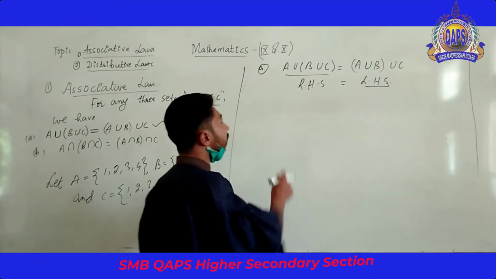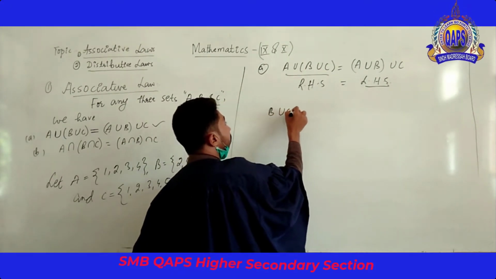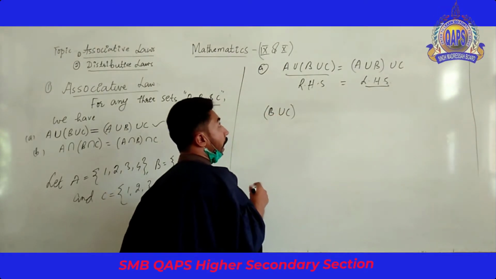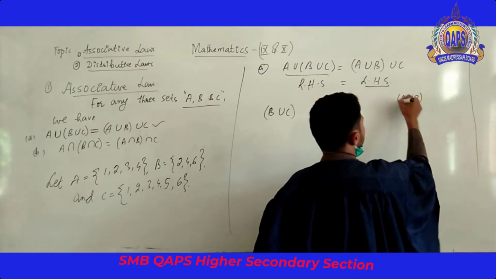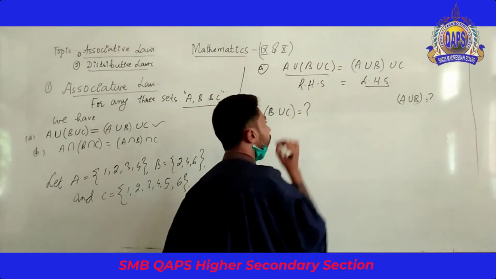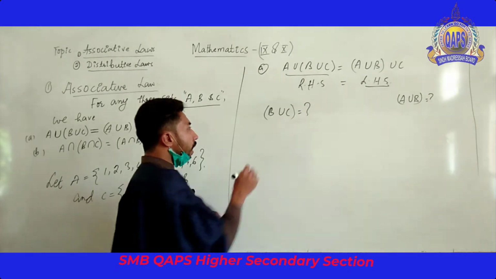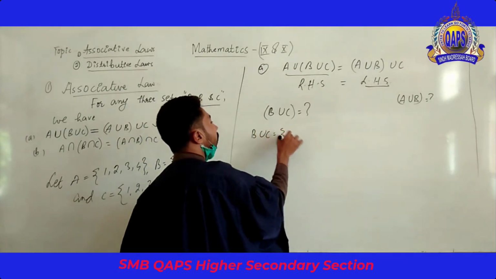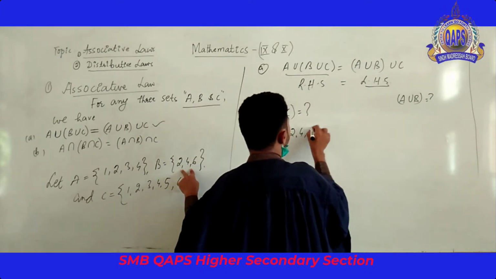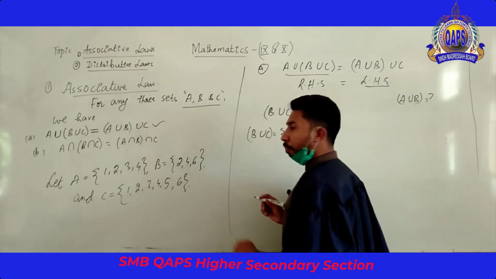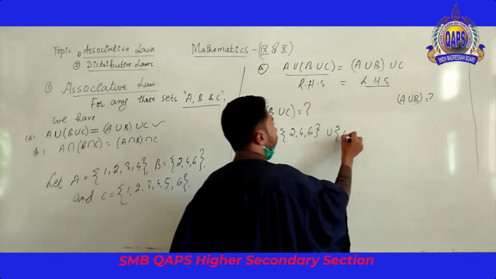So first of all, in the right hand side, we first prove the bracket of the sets B union C, and then A union that result. These are the sets. First, these two sets are being proved. So B union C is equal to B, which contains three elements 2, 4, 6, union C, and the set C contains elements 1 to 6.